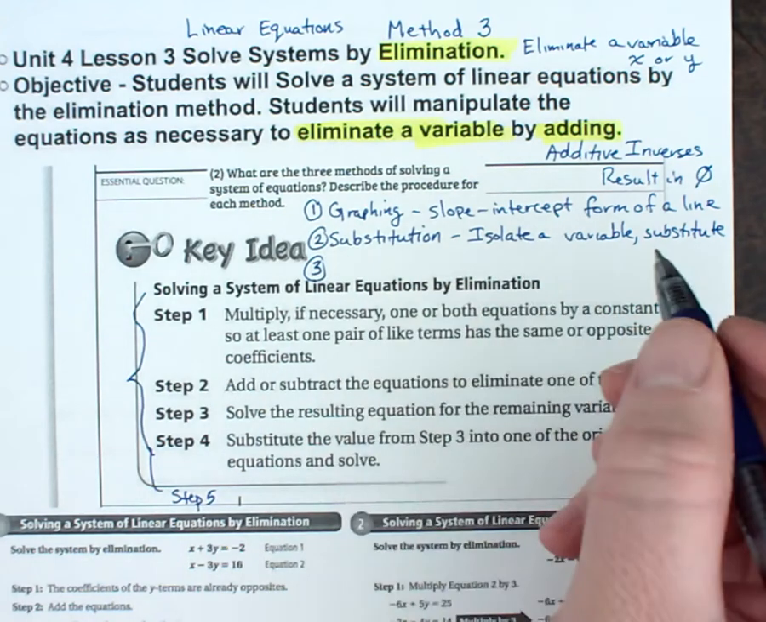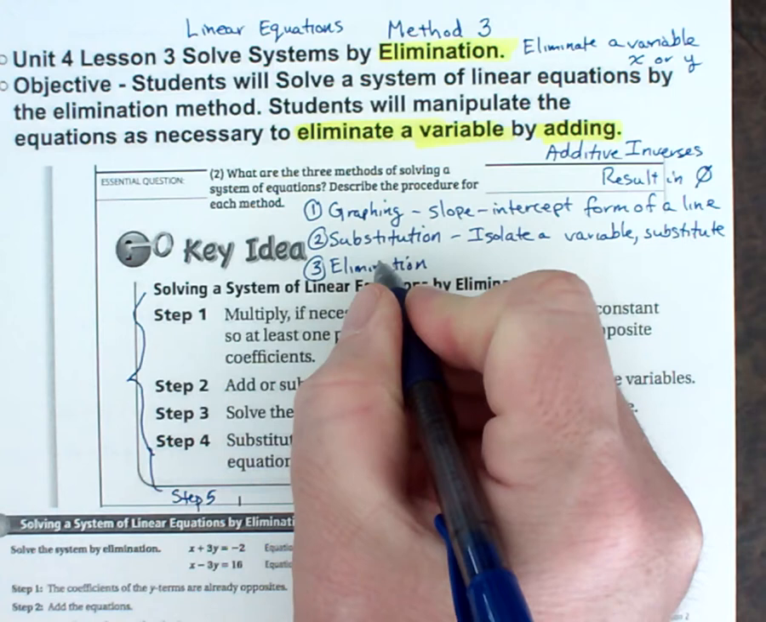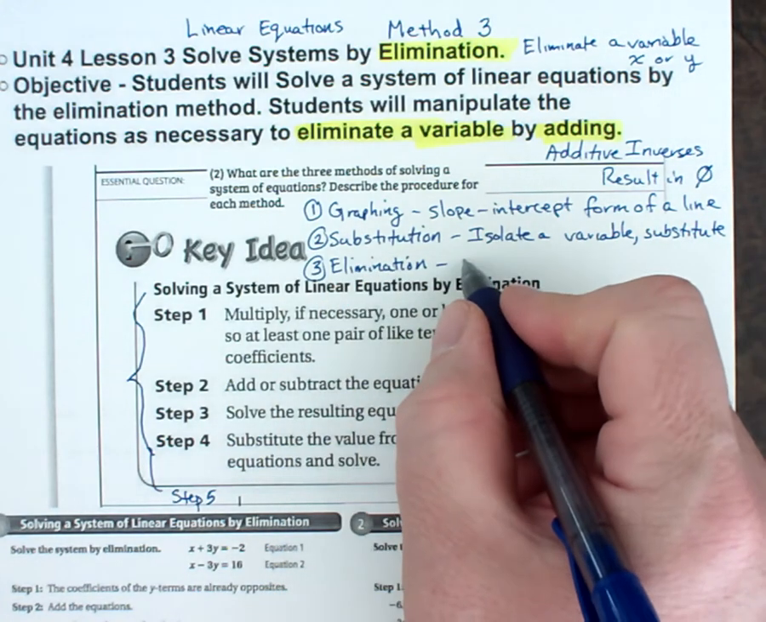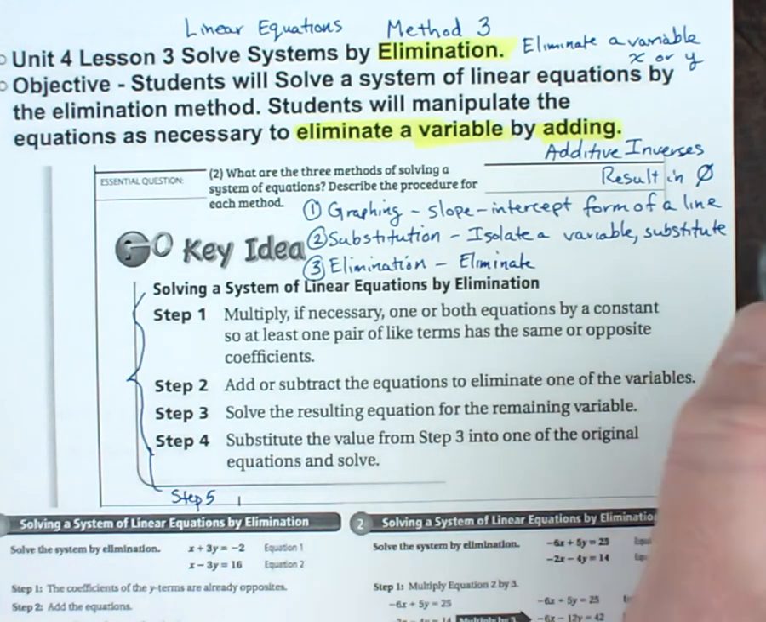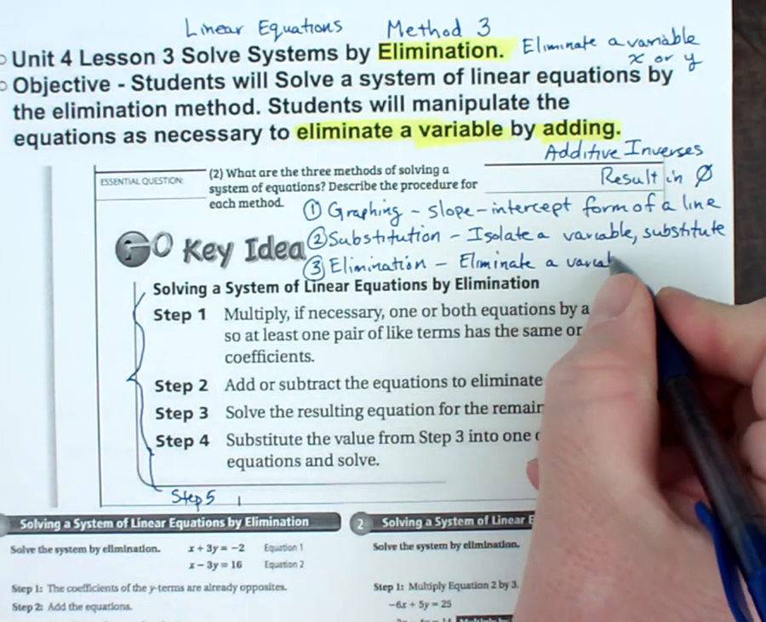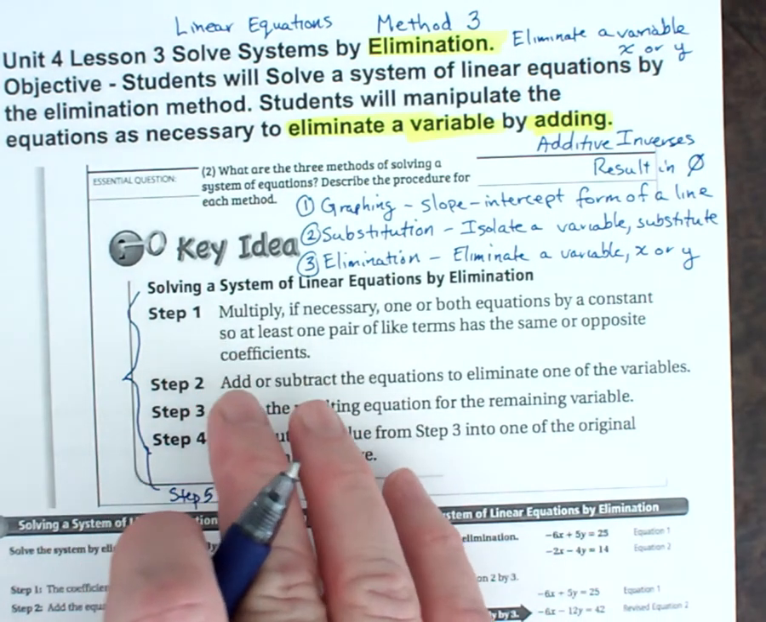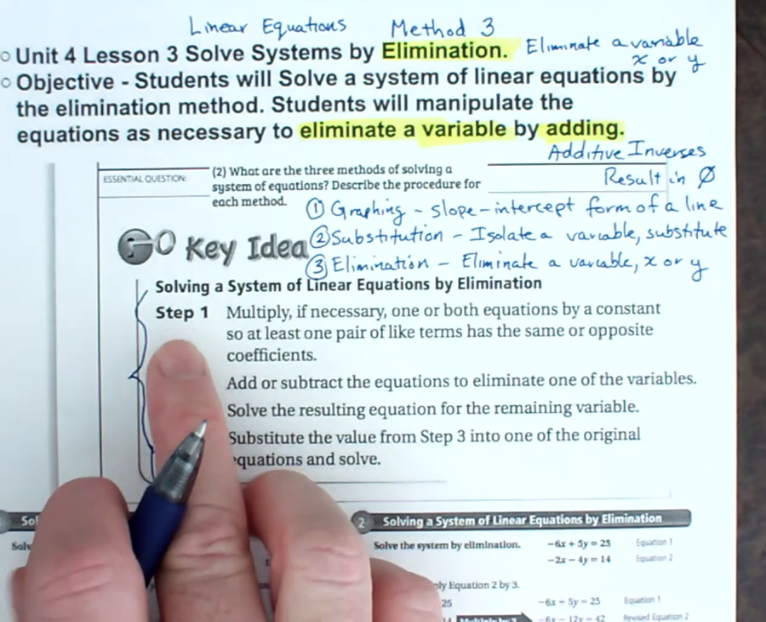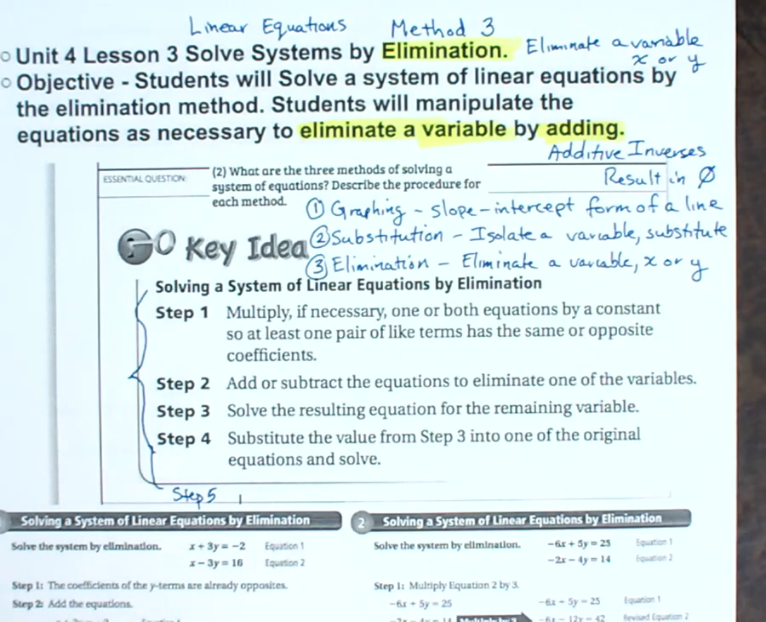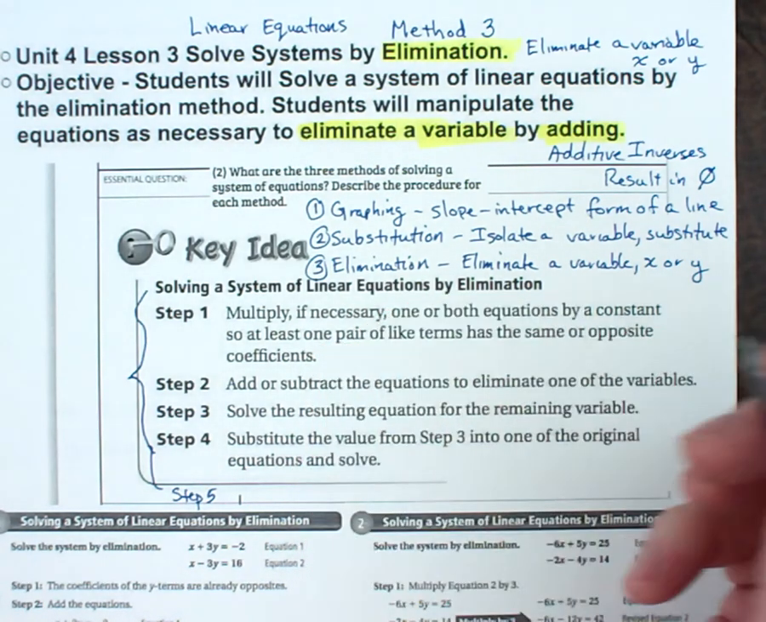For 3, this is our new one, elimination. You have to manipulate the equations. You eliminate a variable, x or y. So that's the goal. It has 3 steps. Sometimes you're not going to have to apply step 1. You only apply step 1 if you look at your coefficients for x and for y and think to yourself, if I add these equations together, am I going to get an additive inverse that results in 0?